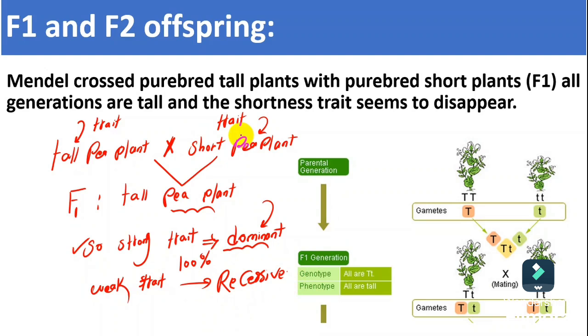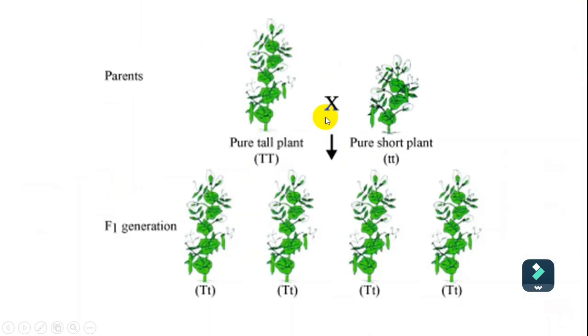So who can tell me now which one is the strong trait? Is it the tall pea plant or the short pea plant? If you found that all of the first generation is tall pea plant and the short trait seems to disappear completely, this means that the tall pea plant is the dominant trait and the short pea plant is the recessive trait, because it disappeared in the first generation by 100%.